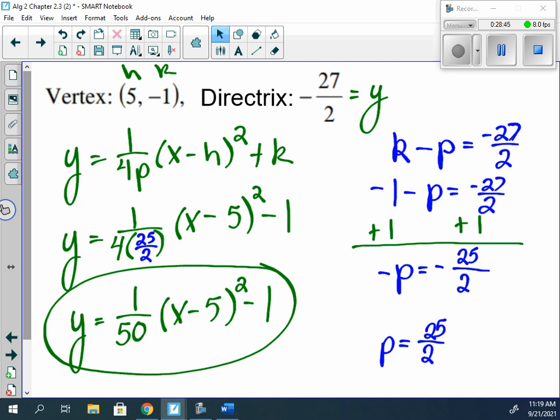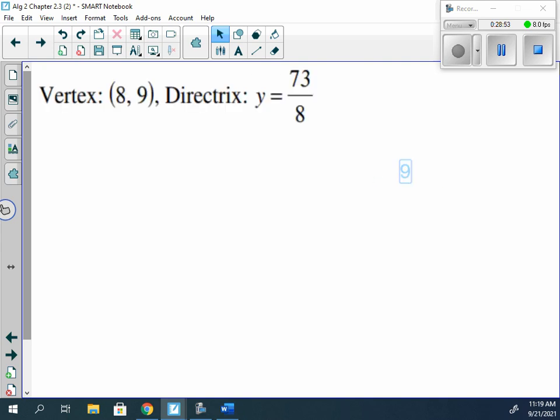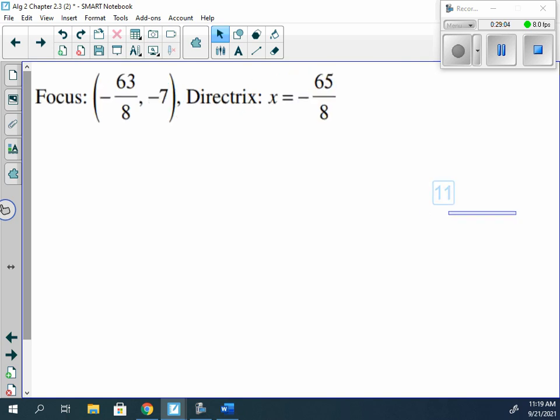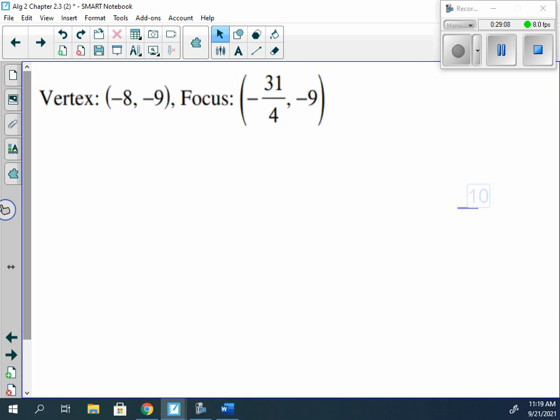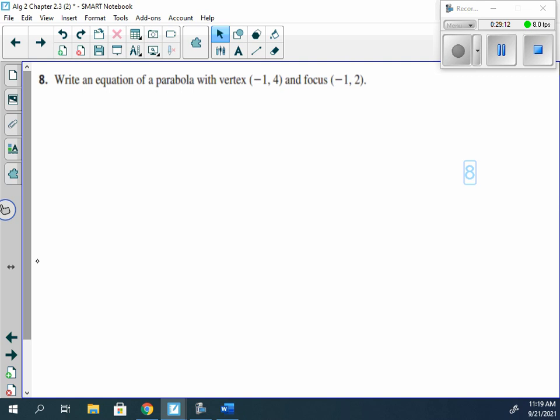Okay. I feel like y'all feel comfortable with vertex and focus? Yes? Okay. Don't want to see another one with vertex and directrix. Okay? The vertex, focus, directrix. Okay. Oh, wait. So, yep, I'm just making sure.